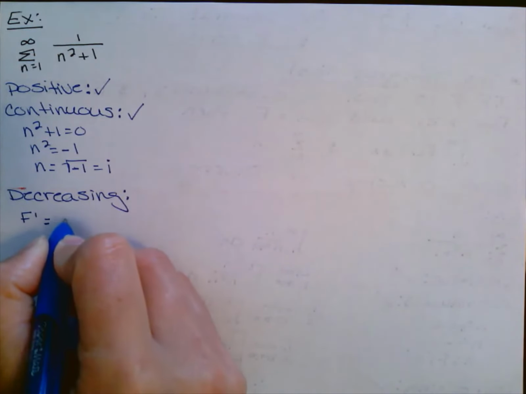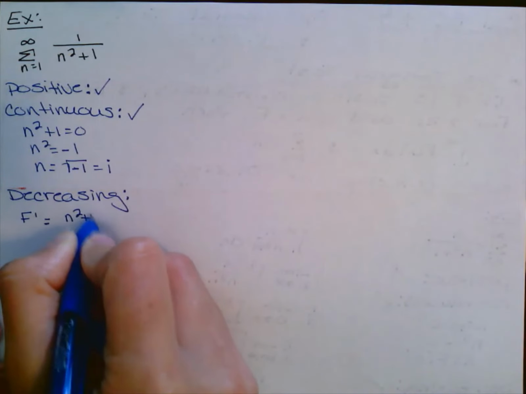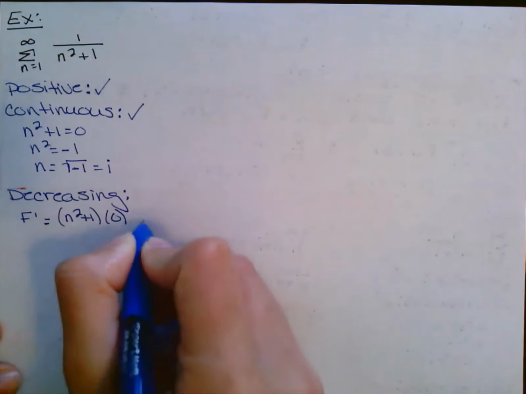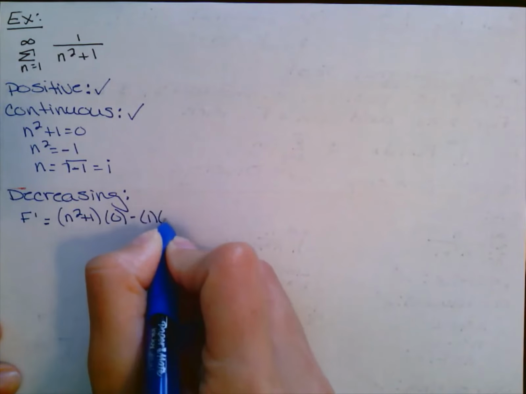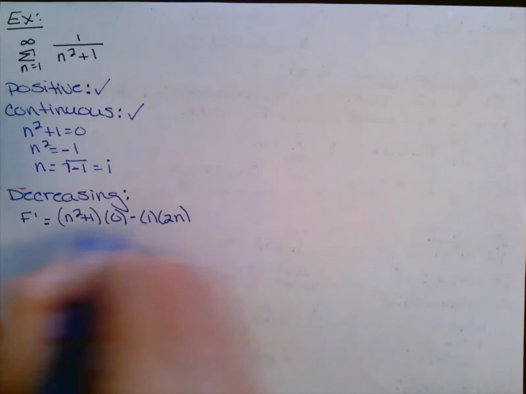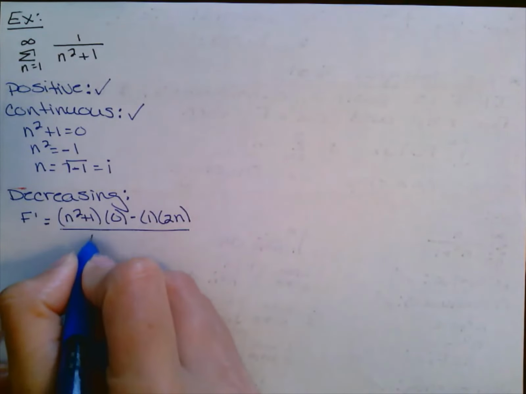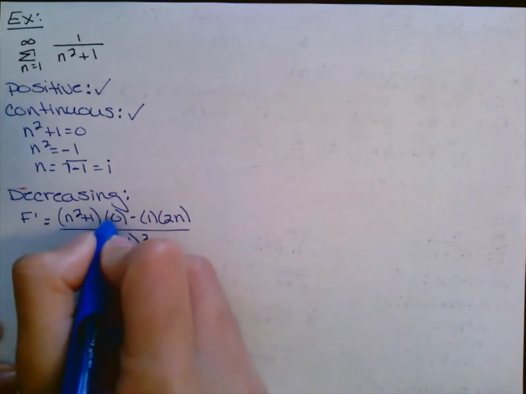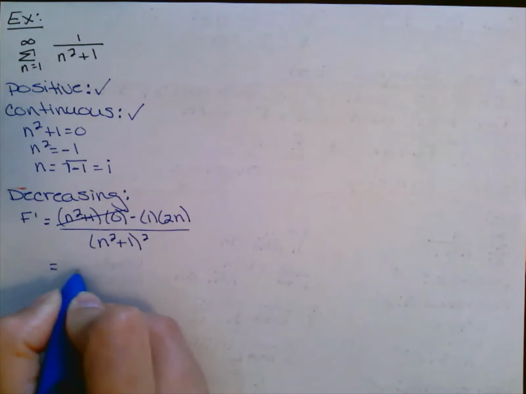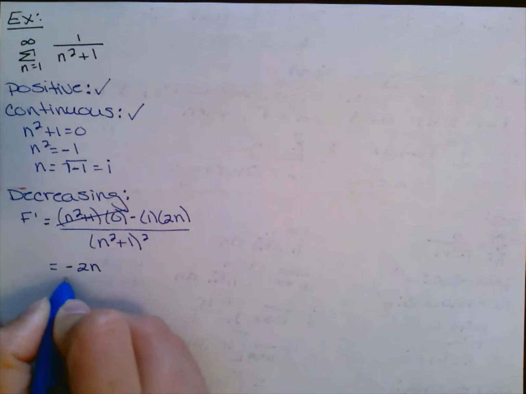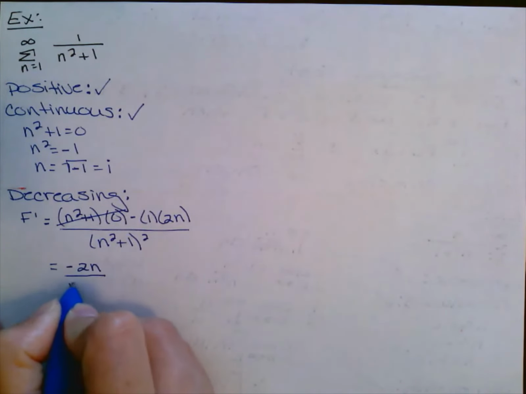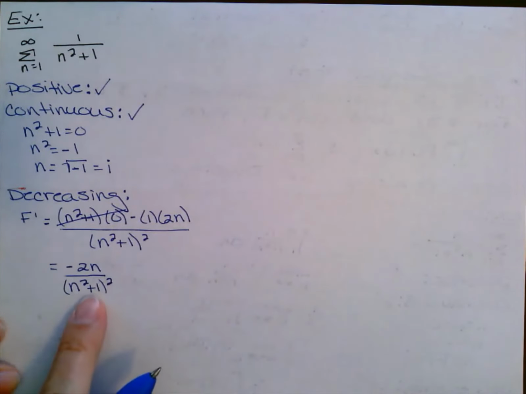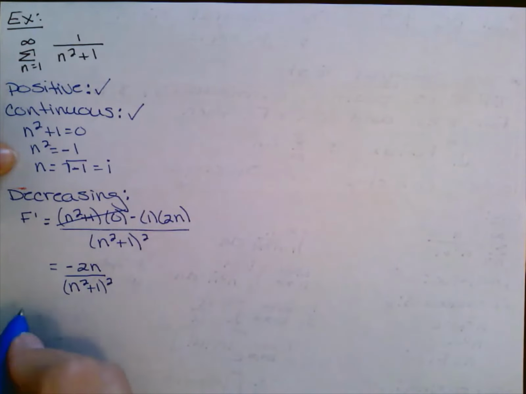So I have low d high minus high d low over low squared. All right, this cancels. I'm left with negative 2n over n squared plus 1 squared. That denominator is going to work out just like this up here. So I'm going to be able to skip that step. I don't have to do it.